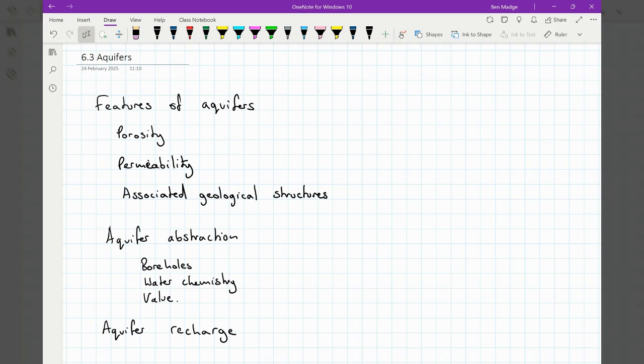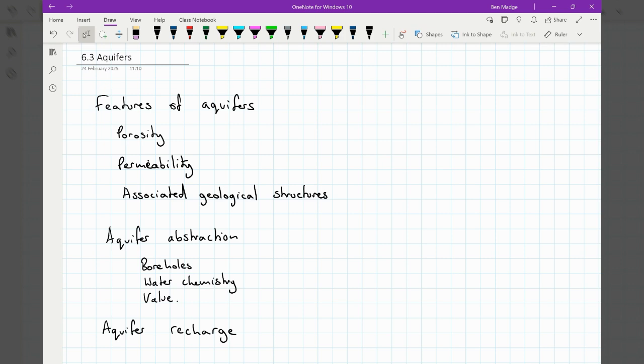Hello, and today we're looking at aquifers. So we're going to look at the features of aquifers, their porosity, permeability, and associated geological structures, abstraction from aquifers, so boreholes, water chemistry and value, and then aquifer recharge.